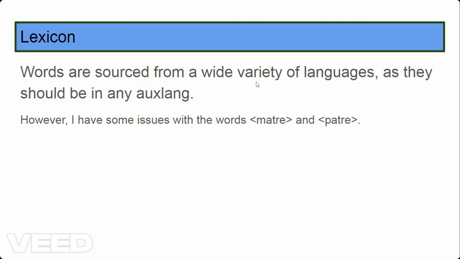Words in Globasa are sourced from a wide variety of languages. However, I do have some issues with the words for mother and father, which are matre and patre. These words are only really recognizable to people who studied Latin or Romance language speakers. Wouldn't it have been a better decision to use the word for mom and dad, or at least words similar to mom and dad, like mama and baba or mama and papa, for this, since they tend to be universal among languages?